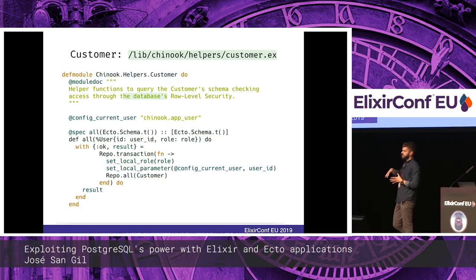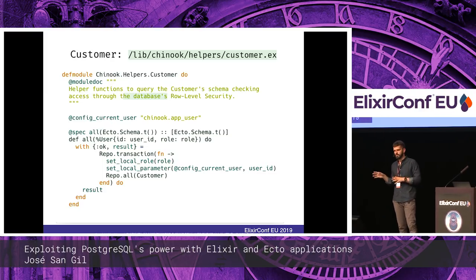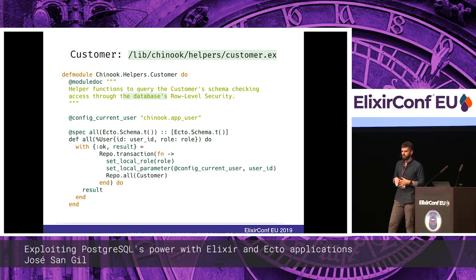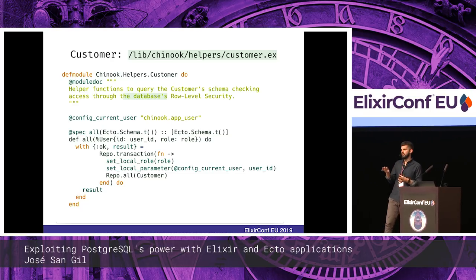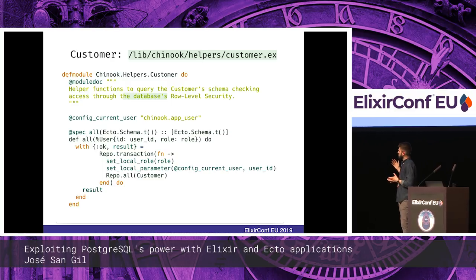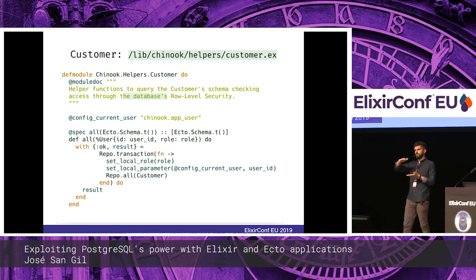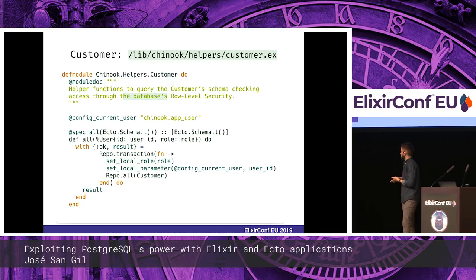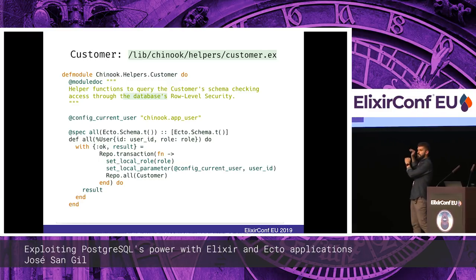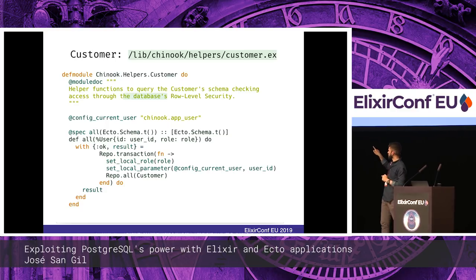We're going back to this helper that we have been using since the first approach. It's this function called all, and in this case, the function is still receiving the user struct or the user schema, but now what the function is doing is just creating a repo transaction. Once again, this repo transaction is created using Ecto. And the first two things it has to do are to set the local role and then set the local parameter.